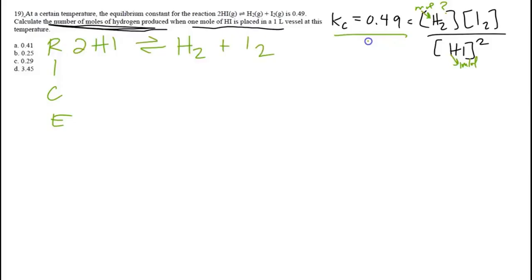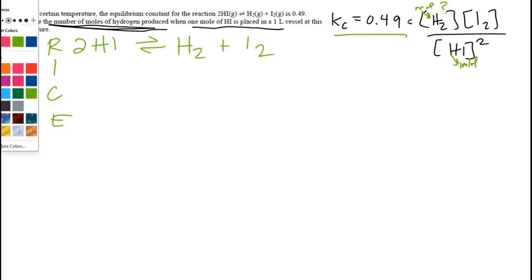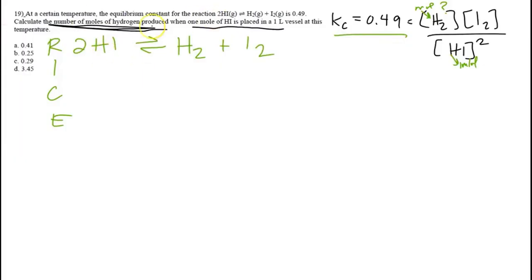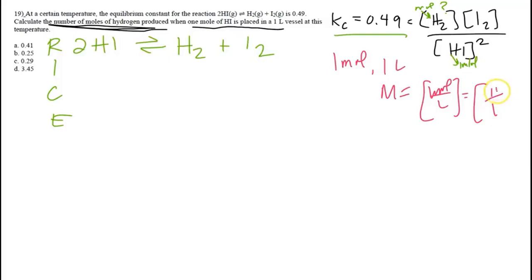All right, next, let's talk about initial. So we got the initial amount of HI, but they only gave us 1 mole of HI, and they gave us 1 liter. So to find the concentration, we're going to take mole divided by liter, and that is going to be 1 mole divided by 1 liter. That's equal to 1 molar. So this is simply going to be 1 molar. This is 0, and this is 0. We're just filling out our RICE table now, folks.